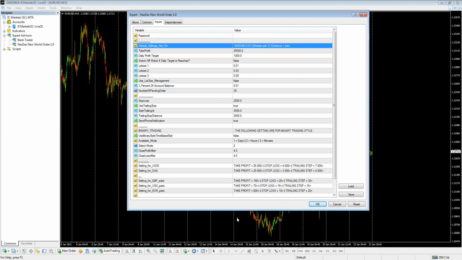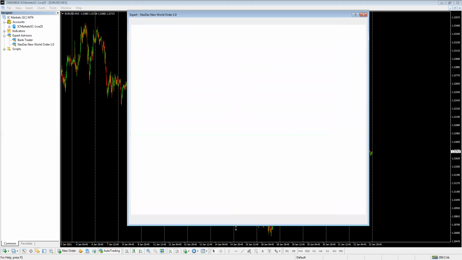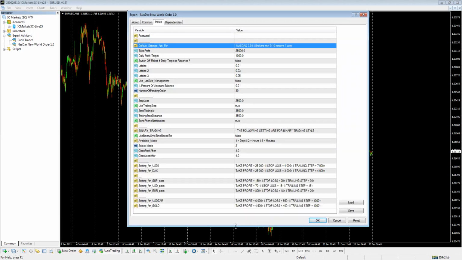Whatever you see here, if you are trading NasDaq with a broker that offers 0.01, you can use these default settings. Just put your password and say okay. But if you are using a broker that offers 0.10 or a full lot, you can't use 0.01 because some brokers don't have that option for NasDaq. Then you might want to change the settings by removing 10.